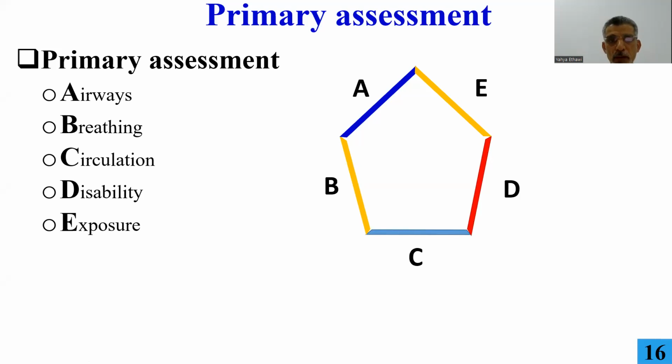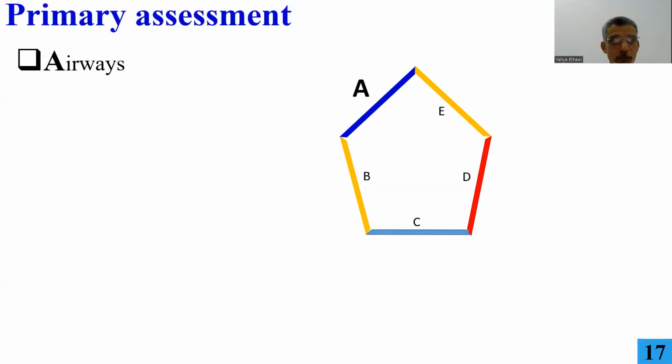Okay, so remember, our primary assessment is composed of A, airway; B, breathing; C, circulation; D, disability; E, exposure. So let's start with the first one, airway.